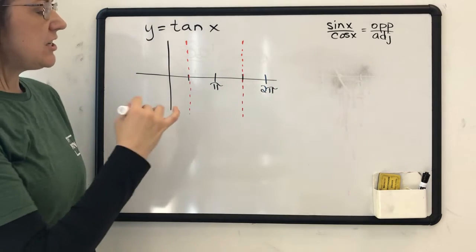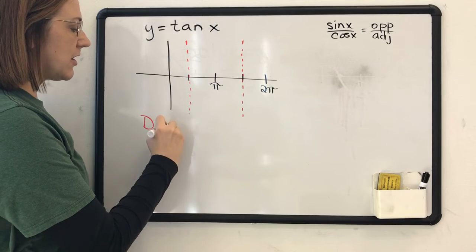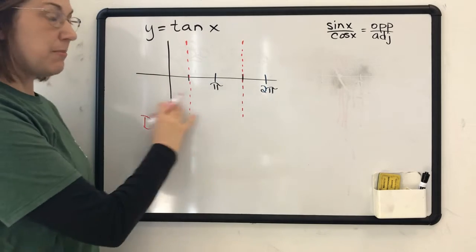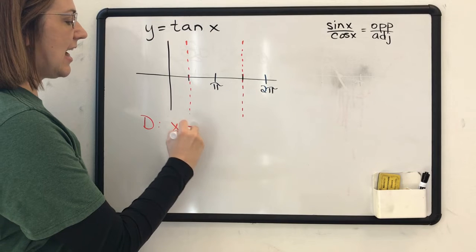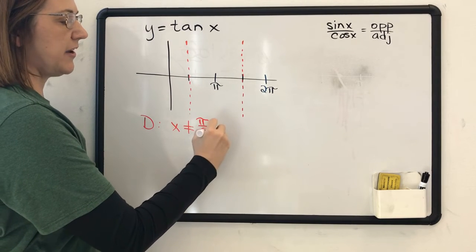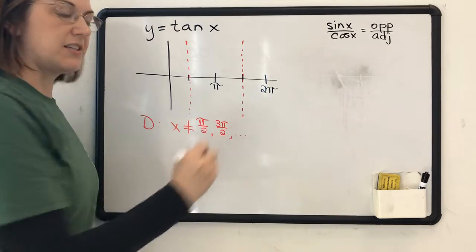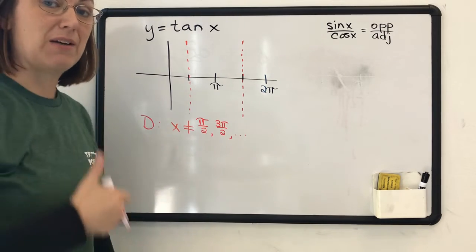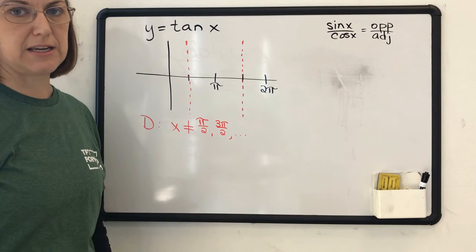Okay? And that plays into our domain. So I'm going to go ahead and write our domain here. Instead of saying all real numbers, because it's not all real numbers, I'm going to say that x cannot equal pi over 2, because I've got an asymptote there, 3 pi over 2, and I'm going to do a dot, dot, dot, because the pattern would continue. At 5 pi over 2, it doesn't exist. 7 pi over 2, it doesn't exist either.